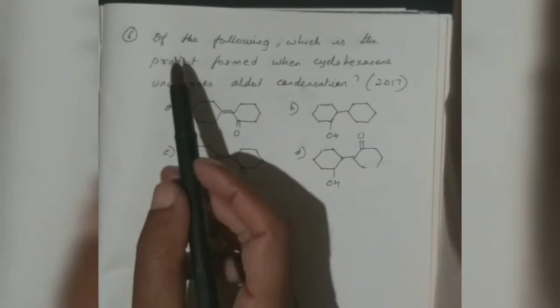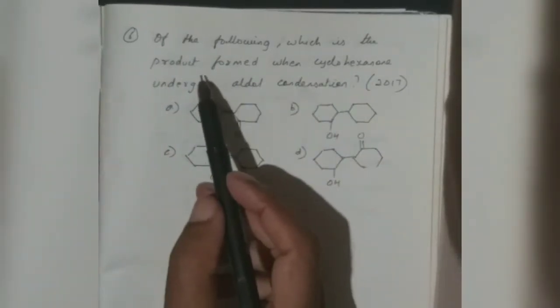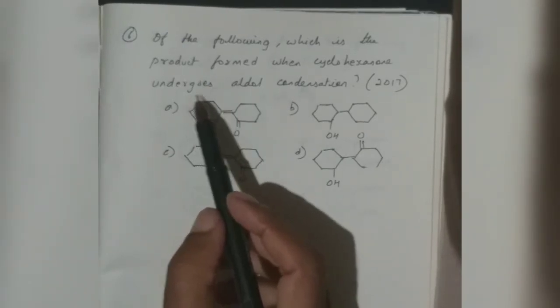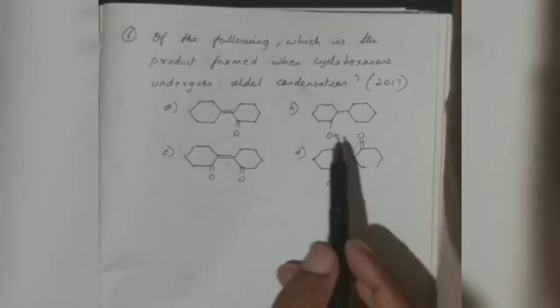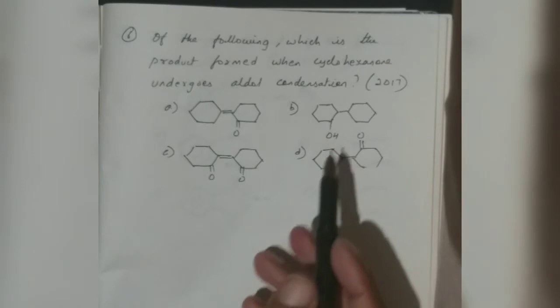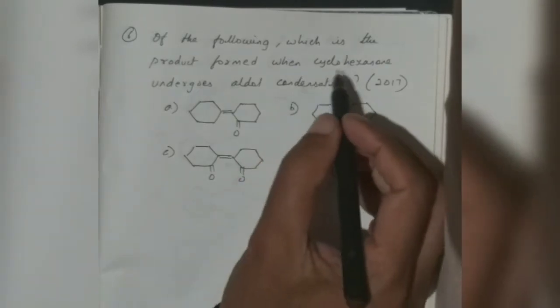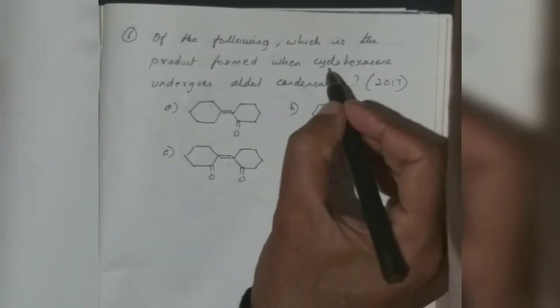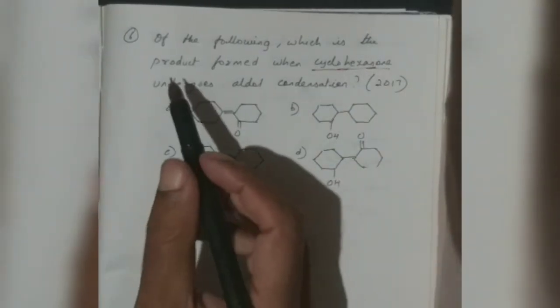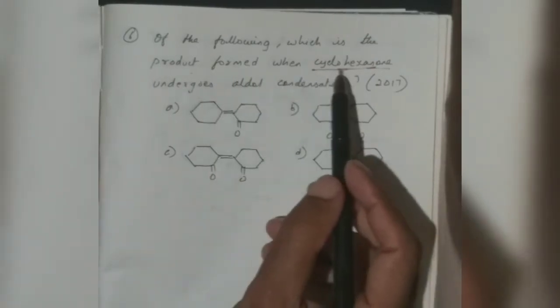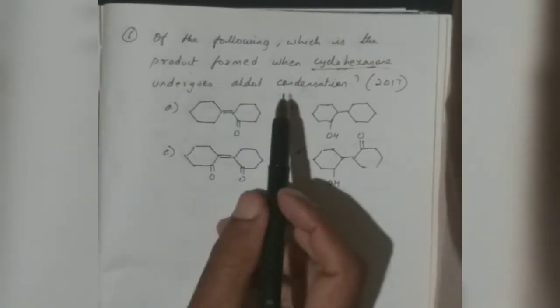So next question, of the following, which is the product formed when cyclohexanone undergoes Aldol condensation? So they have given four options. The moment you see these structures, it will be a little bit scary, but no need to worry about that. So forget these four structures. Let us take cyclohexanone, because the question is asking which is the product formed when cyclohexanone undergoes Aldol condensation.